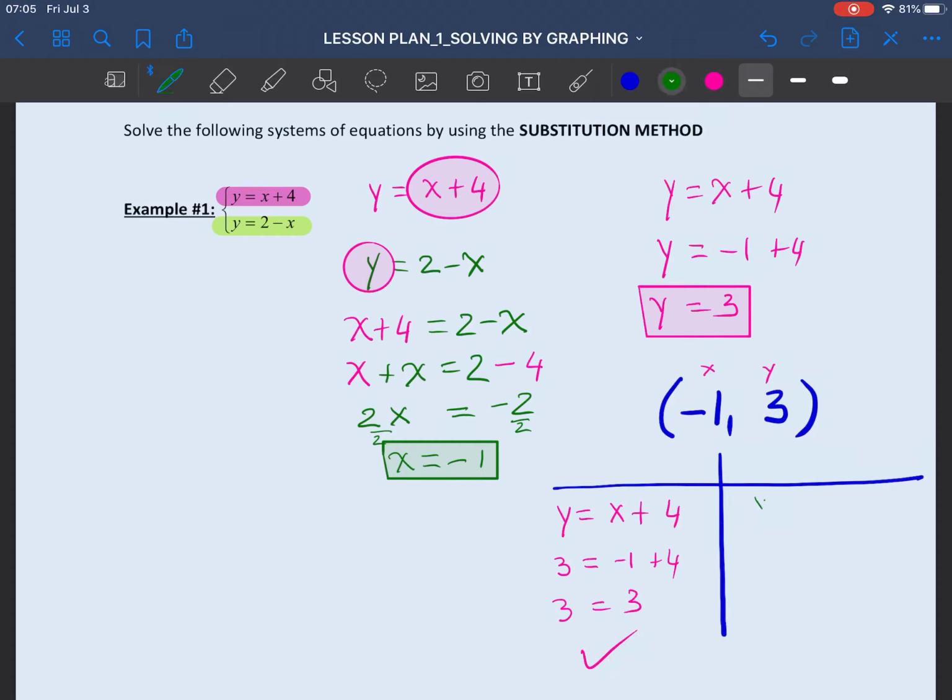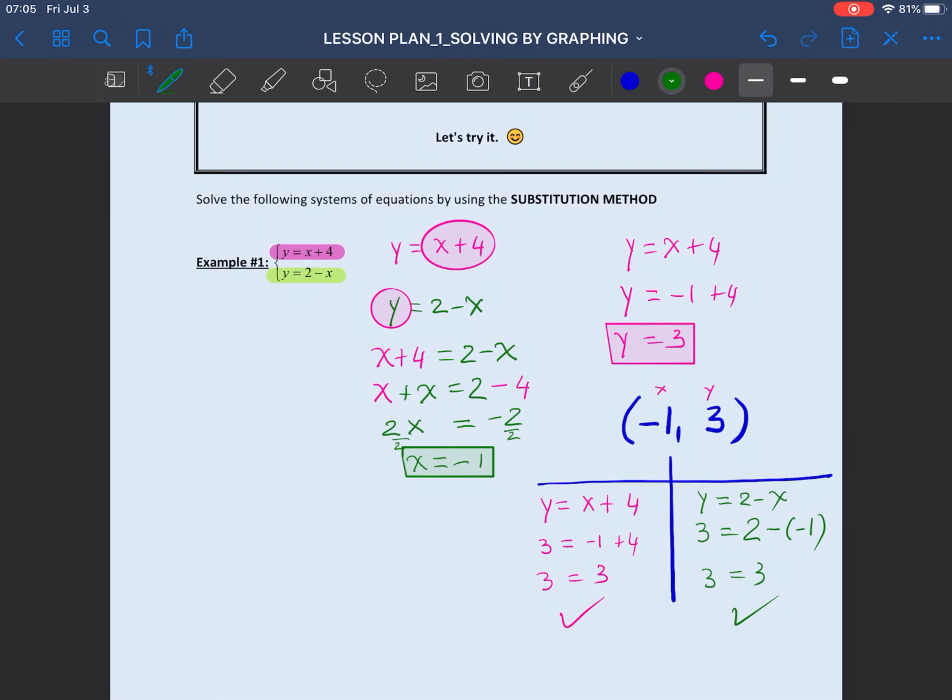The equation y equals 2 minus x, we'll have y equals 3, 2 minus -1, 3 equals 3, so both sides are equal, which means the solution works. So -1 and 3 is the solution to the system, and we just solved by substitution.